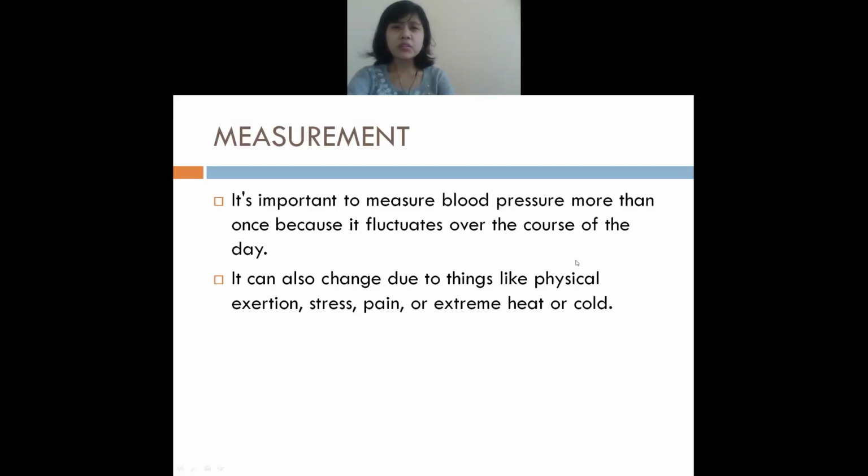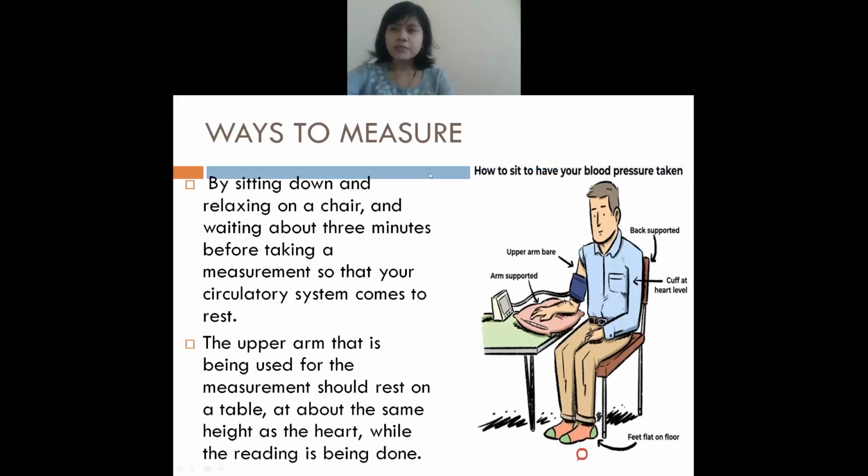It might change because of the physical activities which you do. Physical activities like what? Maybe running, maybe doing this and that exercise, and so on. Or maybe because of stress, means you are having too much stress. Maybe because of pain, maybe because of extreme heat or cold, your blood pressure will fluctuate, means it will change. Okay, did you understand about this, everyone?